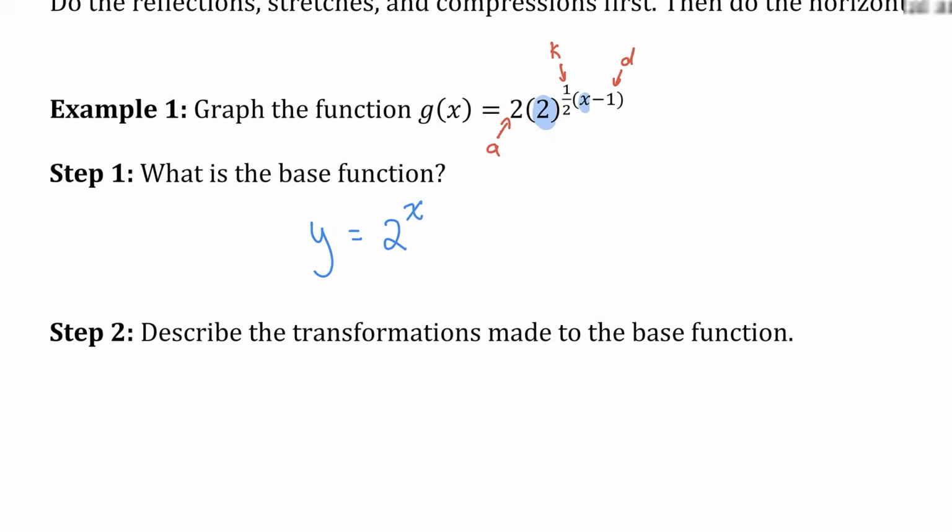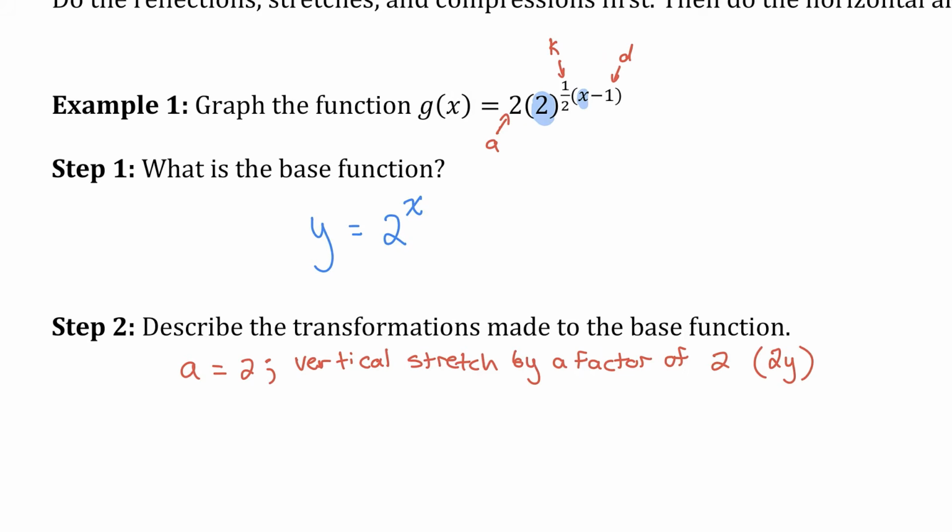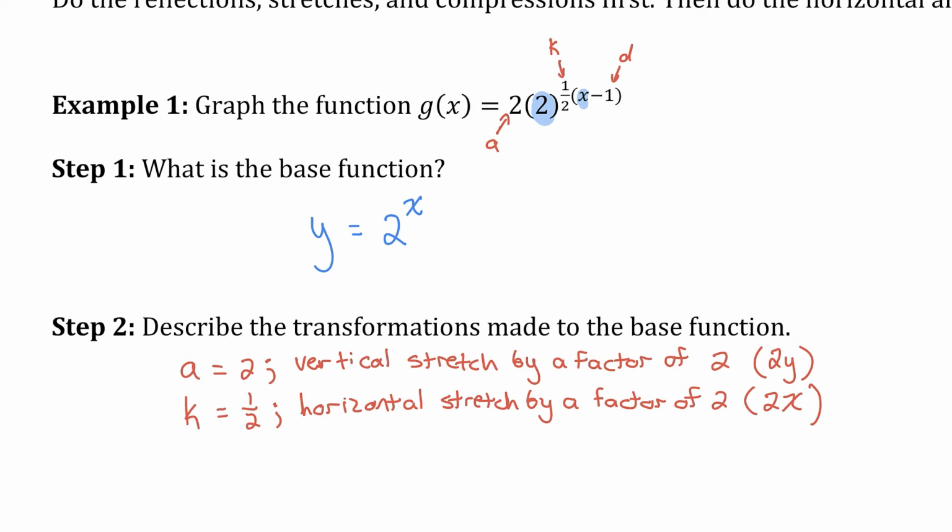Let's jot down step 2, which says describe the transformations made to the base function. So an a value of 2 does a vertical stretch by a factor of 2. If we're vertically stretching a function by a factor of 2, that just means the y values are being doubled. So in brackets, I'm going to write what algebraic operation I would need to do. I would need to double the y values. The k value of a half, any k value between -1 and 1, except for 0, does a horizontal stretch. So this is a horizontal stretch by a factor of the reciprocal of the k value. So a horizontal stretch by a factor of 2. So algebraically, to accomplish that, I would have to double all the x values.